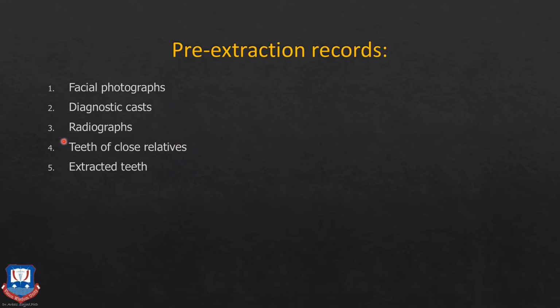Even the teeth of their close relatives, such as a son or daughter, can help. Or if the patient is undergoing extraction and construction of immediate dentures, then we can look at the teeth that are being extracted to get an idea of what type of tooth mold would be best for the patient.